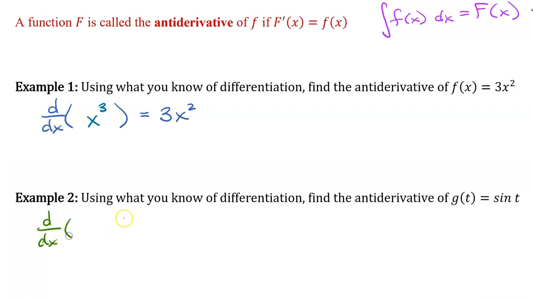So for this next one, the derivative of what will give you sine of t? Well, going through your head, the derivative of sine is cosine. The derivative of cosine is negative sine. So the derivative of just cosine would give me negative sine. So the only way to get positive sine would be if I did negative cosine. So that's how this works, we're literally going backwards.